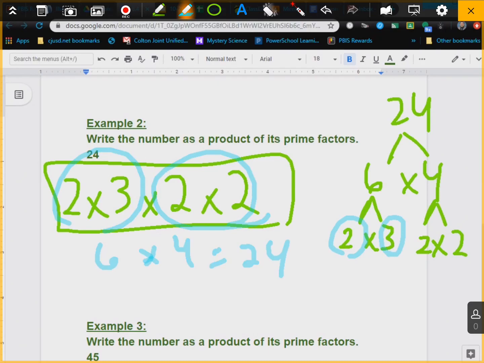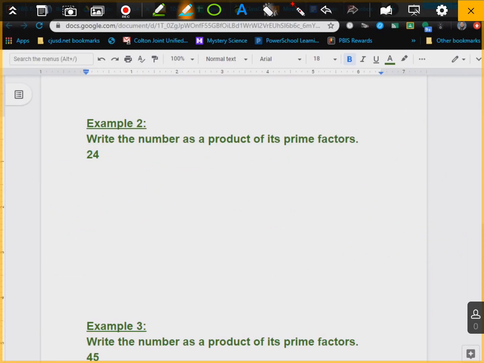Okay? All you need to have is what I boxed. Okay? You don't need to circle anything. All right? All you need to have is 2 times 3 times 2 times 2. All right? Let's do example number 3.